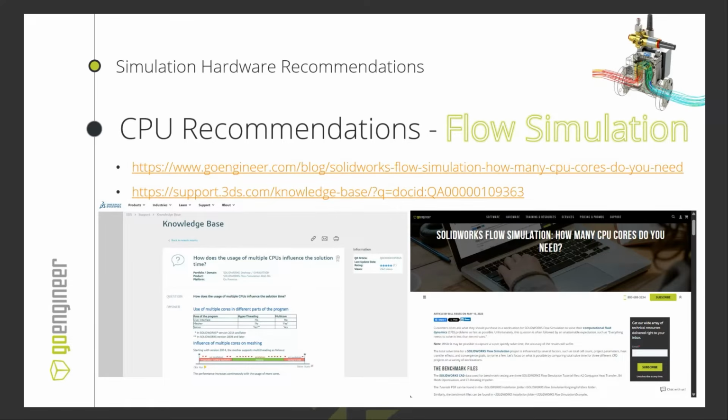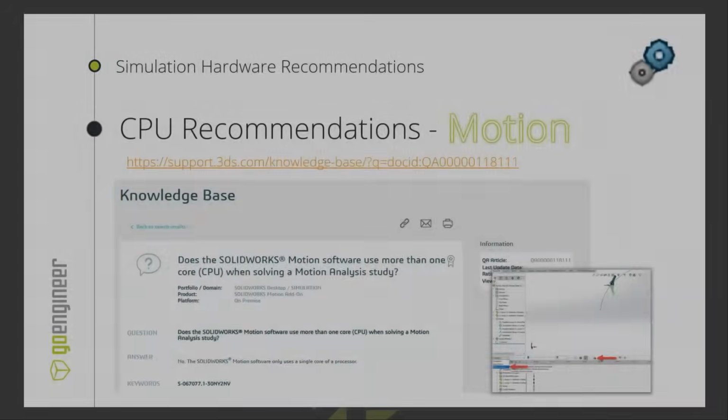So next, I think we've covered flow. Any questions on flow here? All right, let's move on. Let's talk about motion, Bill.